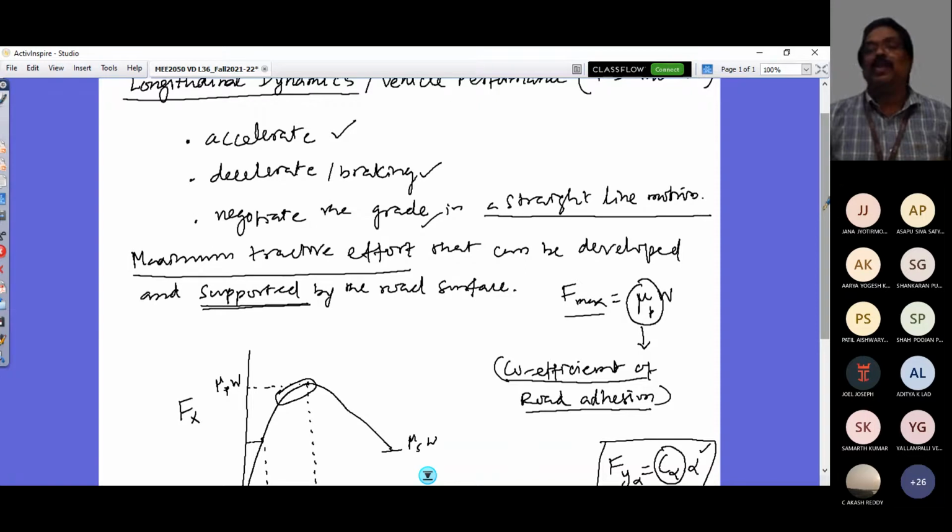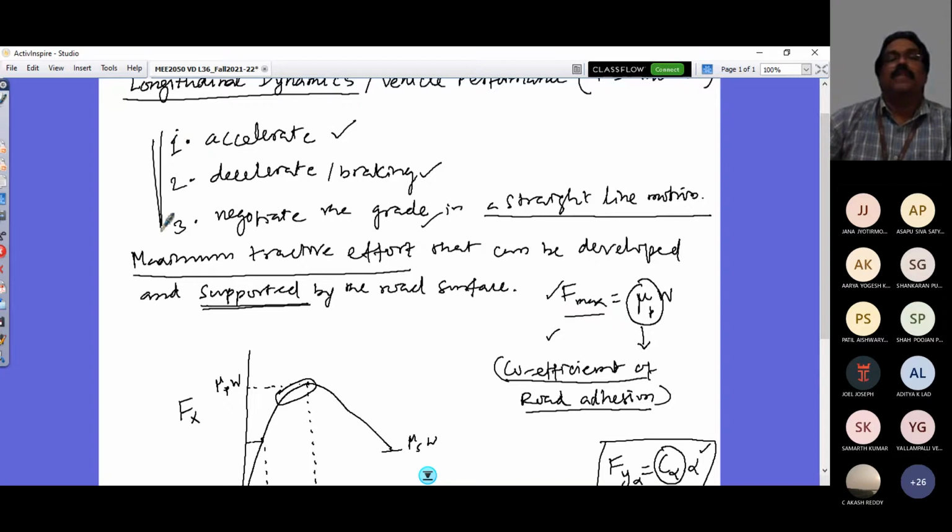So the smaller of these two conditions: one is how much can be supported, another one is how much can be provided by the engine. The smaller of that would decide the performance potential of your vehicle, and that's what we are saying. The performance potential are 1, 2, 3. These are the three aspects.